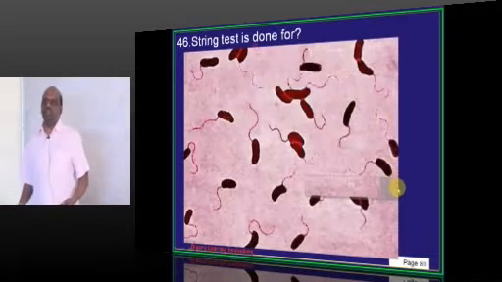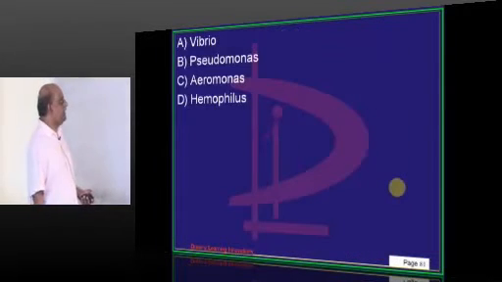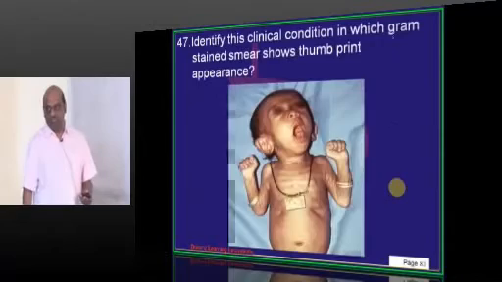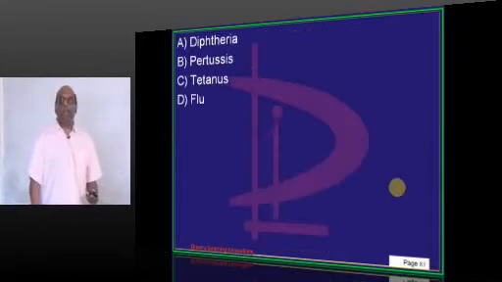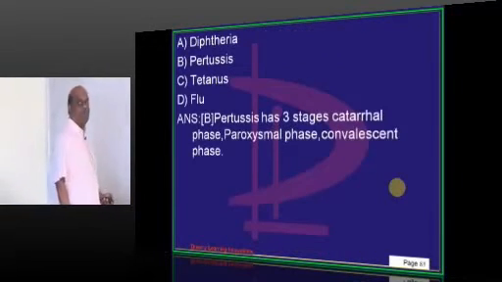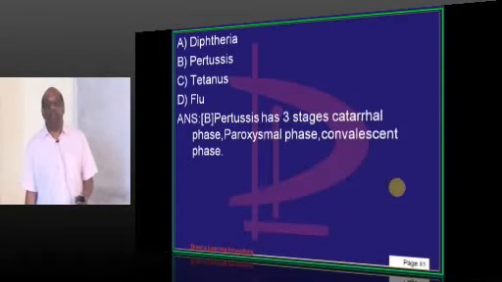Where do you do the string test, doctor? Microbiology questions are very easy. Vibrio. Gram stain smear with thumbprint appearance. Where do you have it? Pertussis.